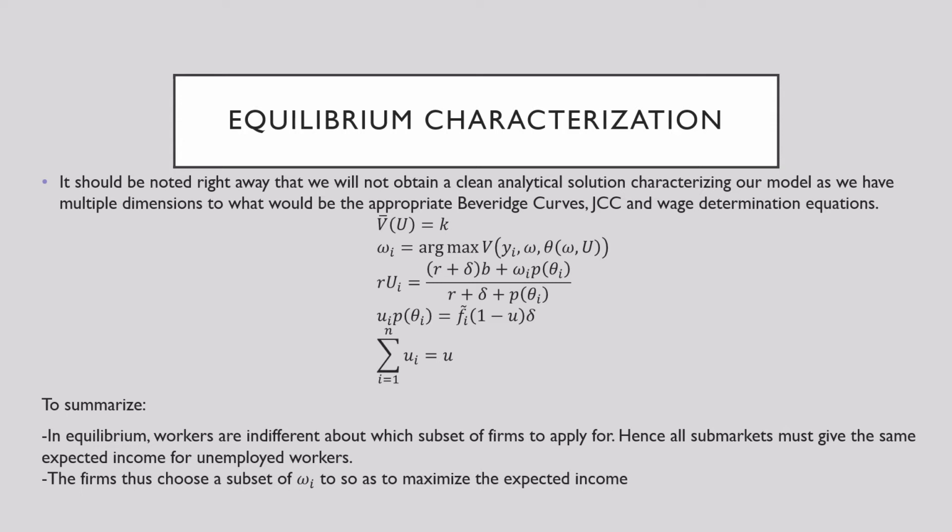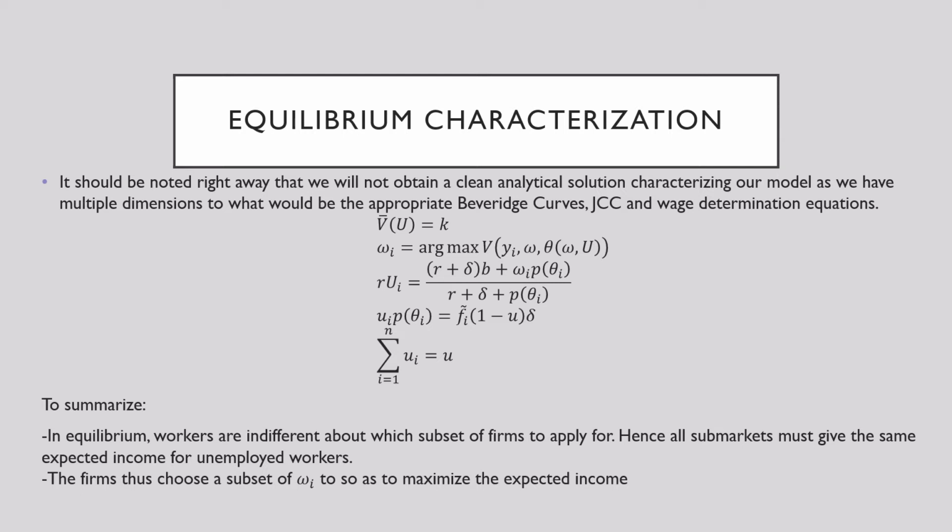In terms of defining equilibrium in our model, we should note that we won't obtain a clean analytical solution because we have multiple dimensions here. We have n different submarkets. So we would have appropriate Beveridge curves, job creation conditions, and wage determination equations, which are unique for each one of them. It's not just one set of equations that we're solving for. We're solving for n sets of equations.